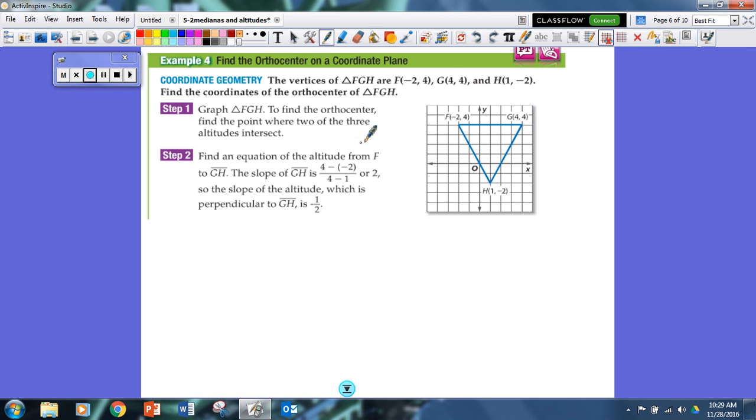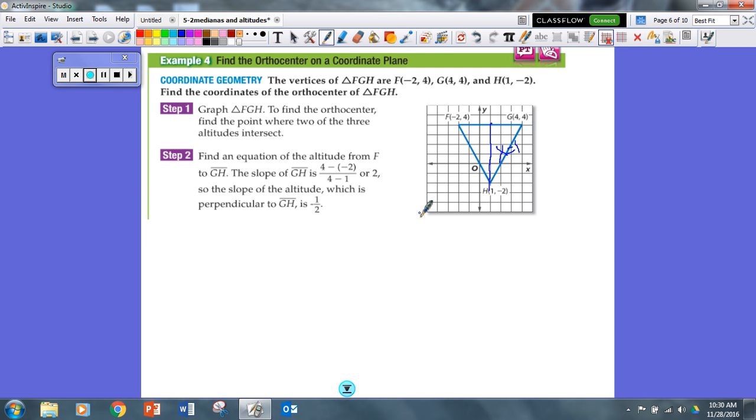So on coordinate geometry, if I have the vertices of the triangle graphed as here, FGH, and I want to find the coordinates of the orthocenter, what I need to find is the three altitudes of this triangle. So the easiest altitude is to find H to the segment FG. That is just this vertical line, which has the equation x equals 1. To find the other two altitudes, I need to find the slope of GH, which is 2, and therefore the perpendicular line would be 1/2.